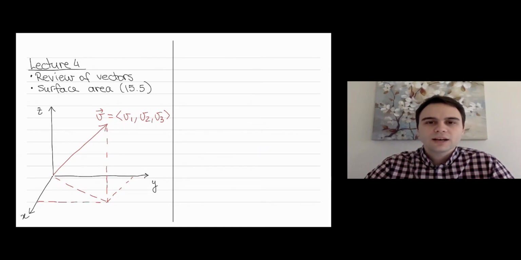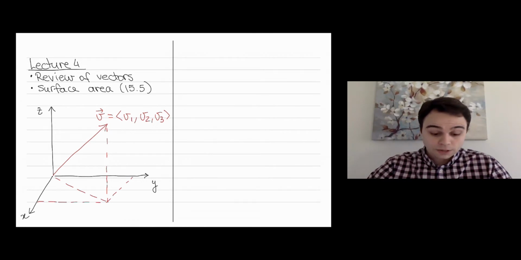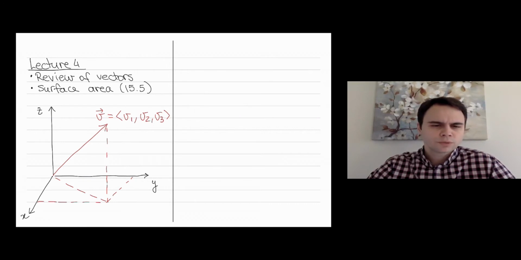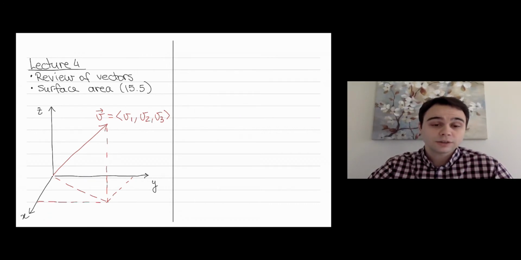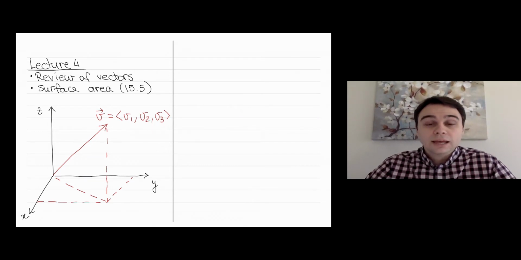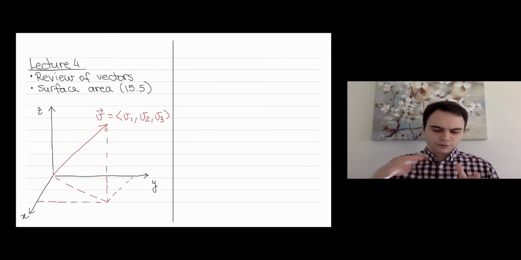Hi everybody, today is lecture number 4, and today I'll tell you about vectors. I'll review vectors from a geometric point of view. Specifically, we'll talk about lengths, dot products, cross products, and determinants of matrices from a geometric point of view. And then I will derive the formula for the area of a graph.